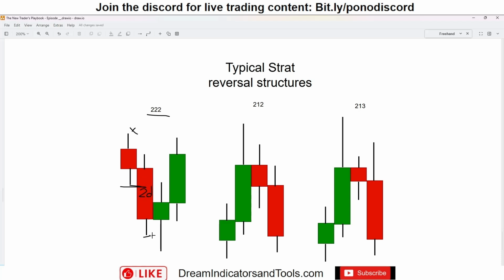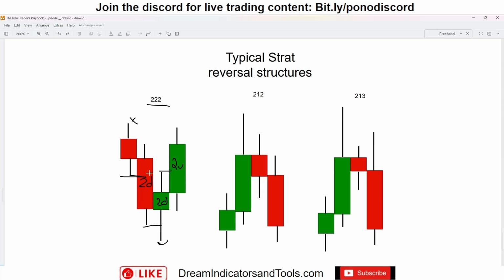And then you'll notice another one where we crossed below. That also gives us a 2 down, but we didn't cross here, right? We only crossed at the top. So now we have a 2 up. That would be your 222. This structure is really nice for reversals.